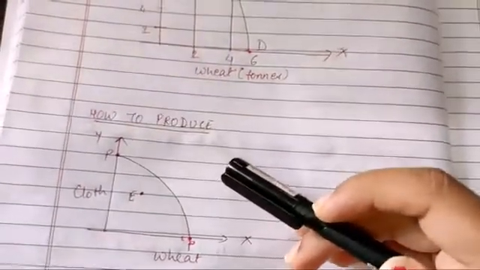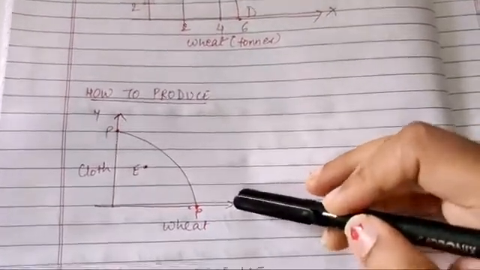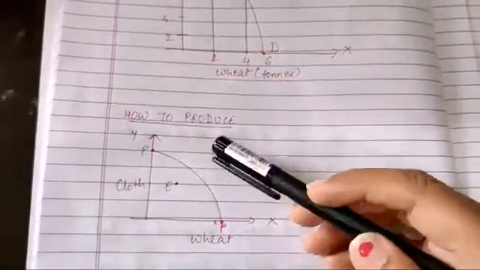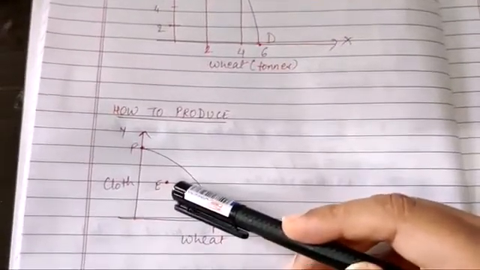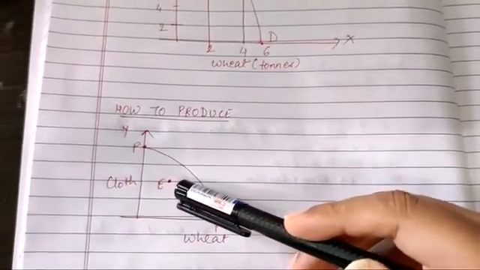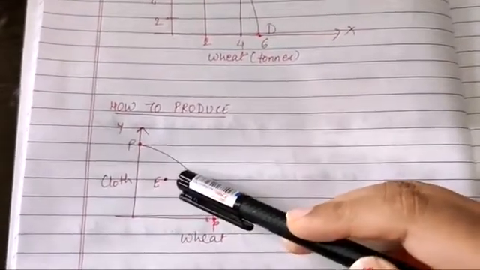Now the second central problem of an economy, that is how to produce. Here I have drawn this diagram which shows that in the given economy, this is the point E. That means the resources, or I can say the technique of production, has been inefficiently utilized in how to produce.